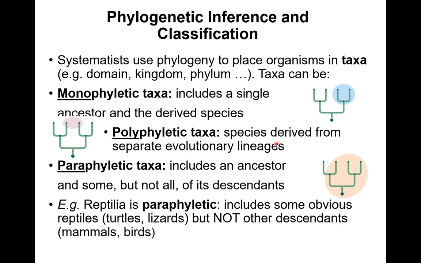Now, the systematists use these phylogenetic trees ultimately also to classify the organisms and place them in what we call taxa. As we said before, taxa correspond to those groups such as domain, kingdom, phylum, genus, families, and so on. Now, these taxa don't necessarily always reflect, and I'll show you an example later on, a group of all the individuals that share a common ancestor.